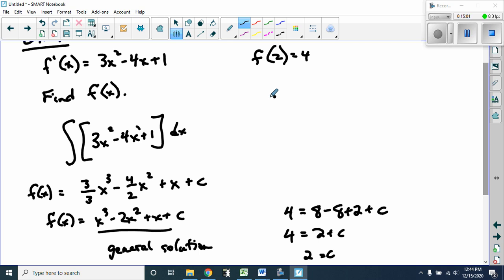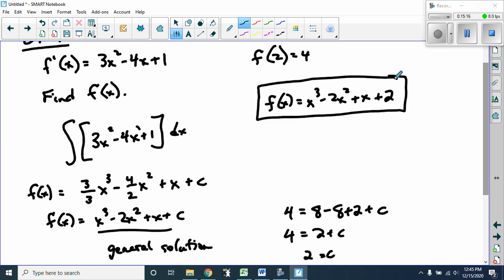So the answer is f of x equals x cubed minus 2x squared plus x plus c, but c is 2. This is called the specific solution, which is what we're looking for in this problem. That is section 4.1 on antiderivatives and integration.